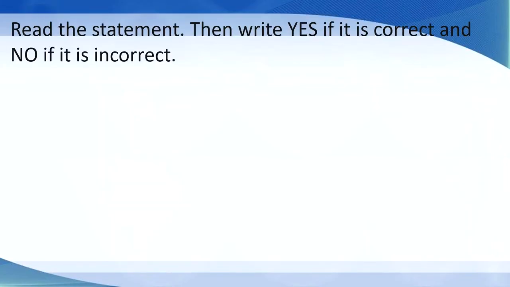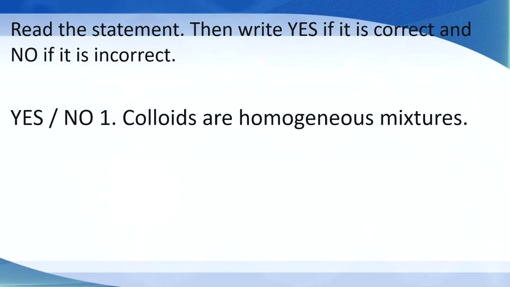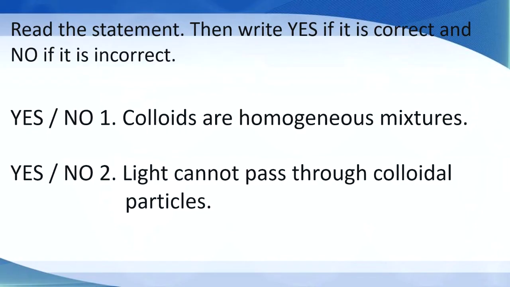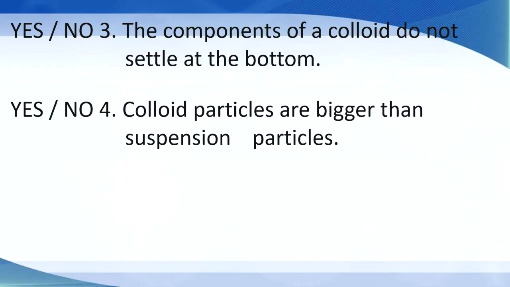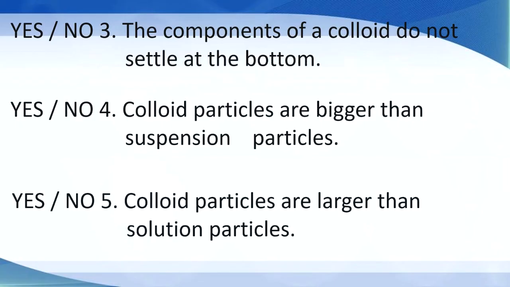So read the statement, then write yes if it is correct and no if it is incorrect. So number 1, yes or no. Colloids are homogeneous mixtures. Number 2, light cannot pass through colloidal particles. Number 3, the components of a colloid do not settle at the bottom. Number 4, colloid particles are bigger than suspension particles. And number 5, colloid particles are larger than solution particles.